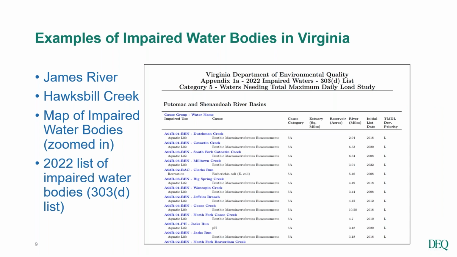And here again is another shot of the 303D list of impaired waterways. So if a user wanted to, they could search the James River here and see which segments are impaired, the segment's designated uses, as well as the impaired causes.